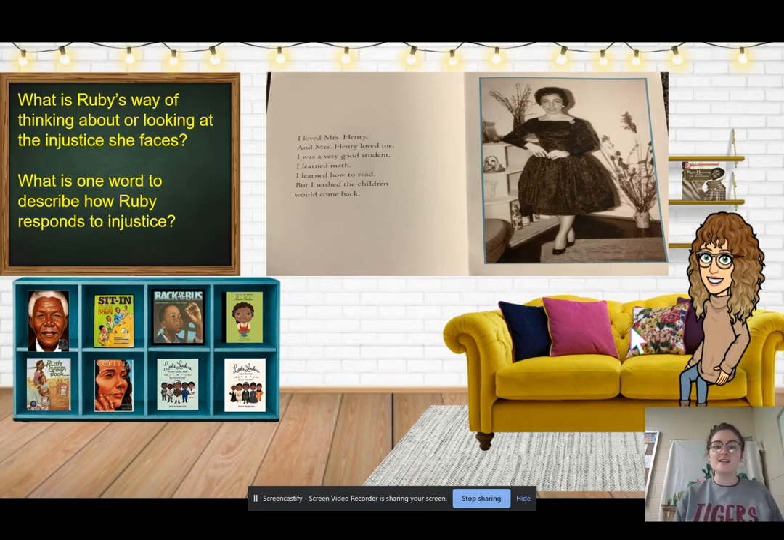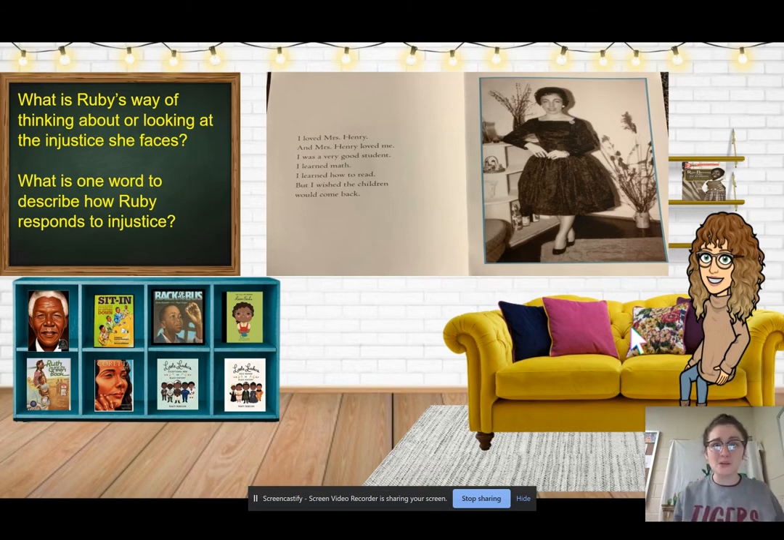Let's look at this text, this page in the text. I want you to think, what is one word to describe how Ruby responds to injustice? I loved Mrs. Henry, and Mrs. Henry loved me. I was a very good student. I learned math. I learned how to read, but I wished the children would come back. What's a word that describes how Ruby responded to the injustice of people not coming to school because of the color of her skin? How did she respond to that? Tell me in the Ed Puzzle.